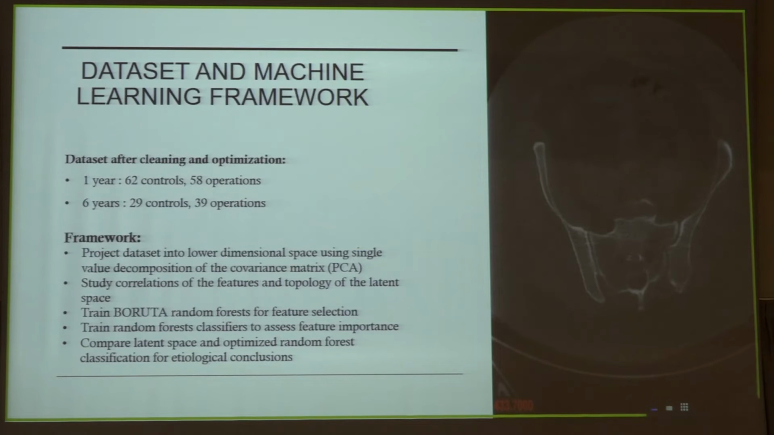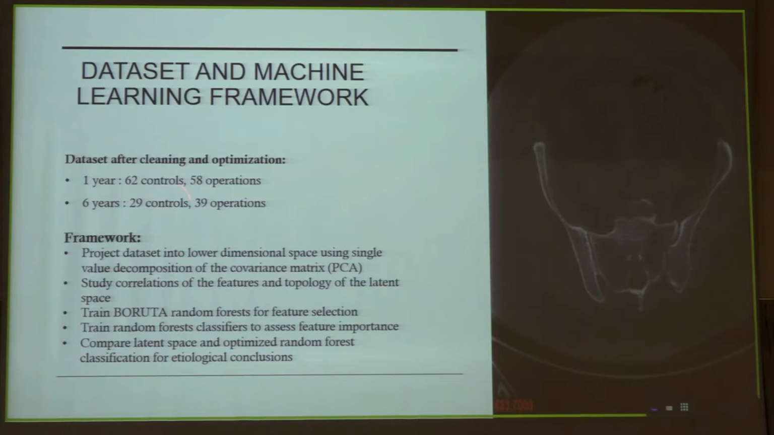And now for the machine learning part of the talk. Let's see how the framework works. After some optimization of the dataset, outlier detection, data cleaning, etc., we split the dataset into the 1-year follow-up and the 6-year follow-up to train 2 separate models, also to study how the remodeling of the bones changes, if there are changes between 1 and 6 years.